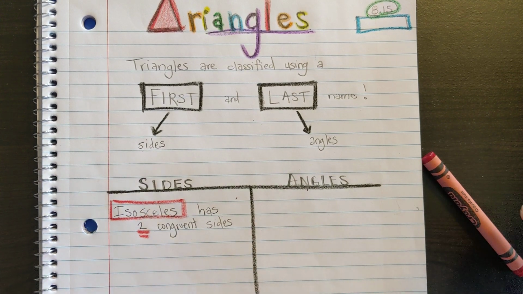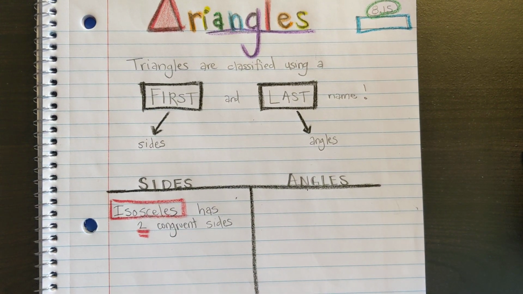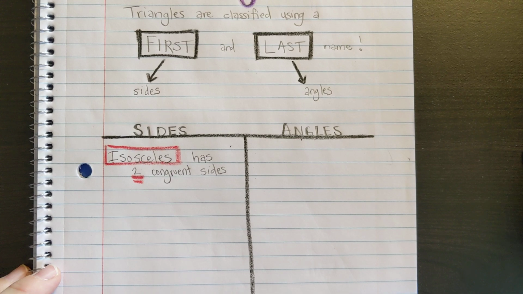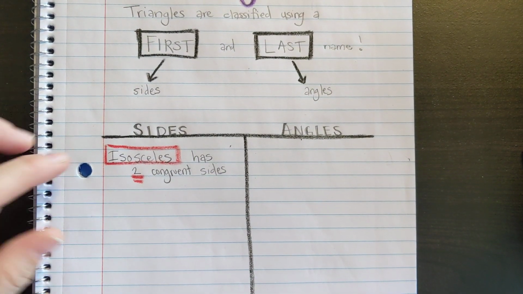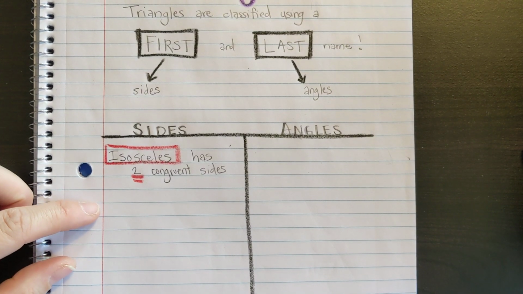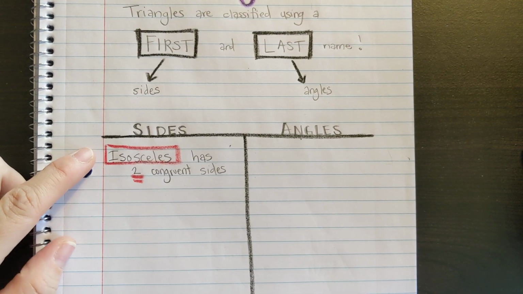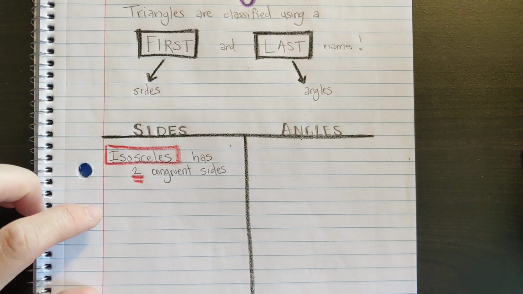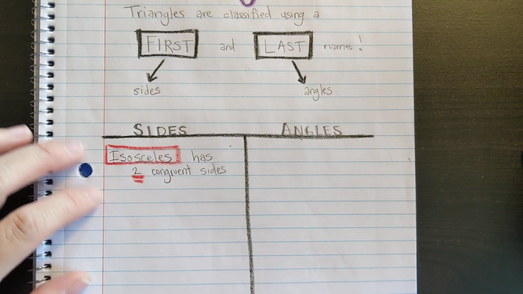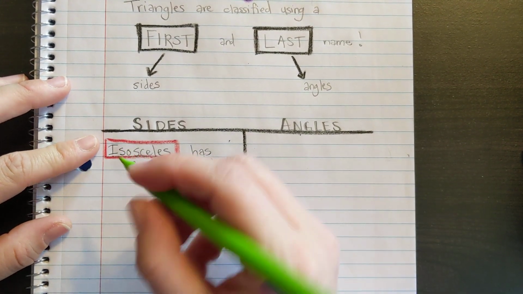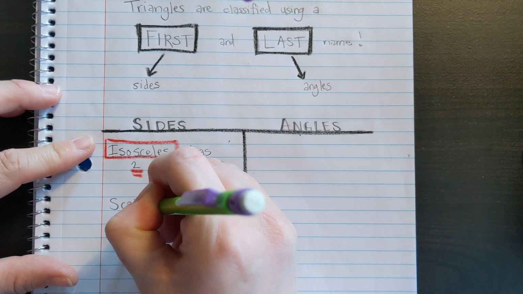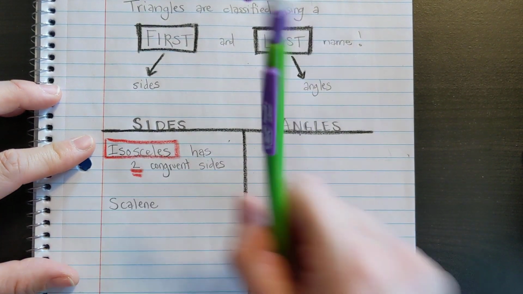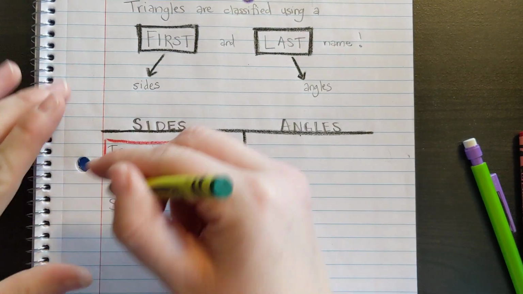If it does not have 2 congruent sides, then it must have a different first name. The next name we're going to learn is scalene. I'm going to do this one green. I'm not going in order just because I think it's kind of fun to mix it up. Or maybe I should go in order. Red, orange, yellow. No. We're just going to do it in green. So the next one is scalene. And I think that one's fun to remember, that it's green, scalene.